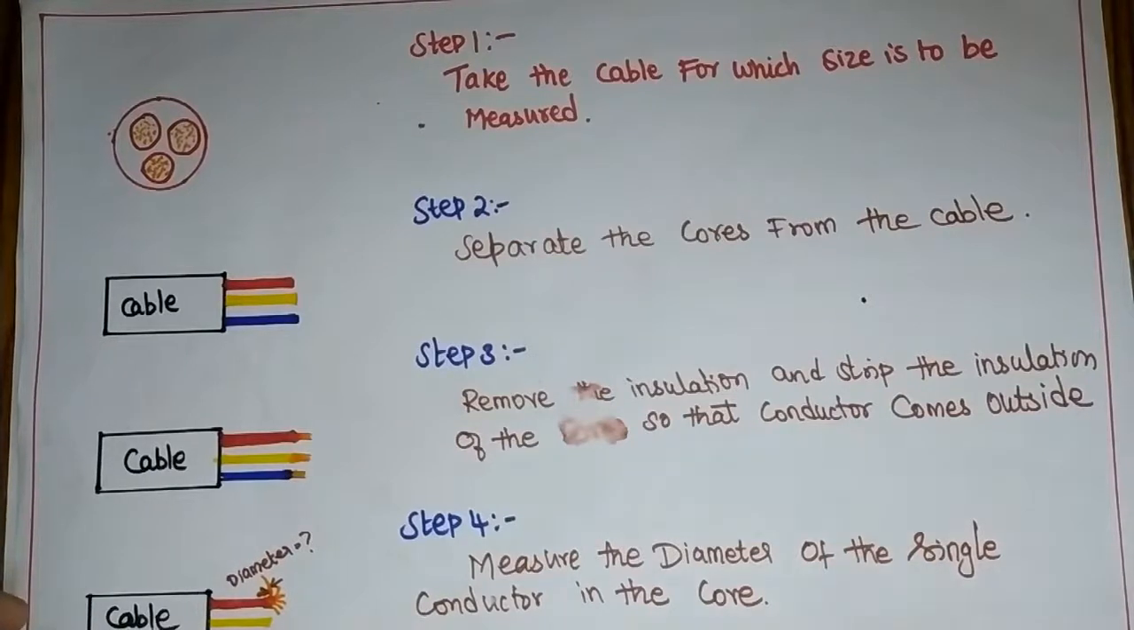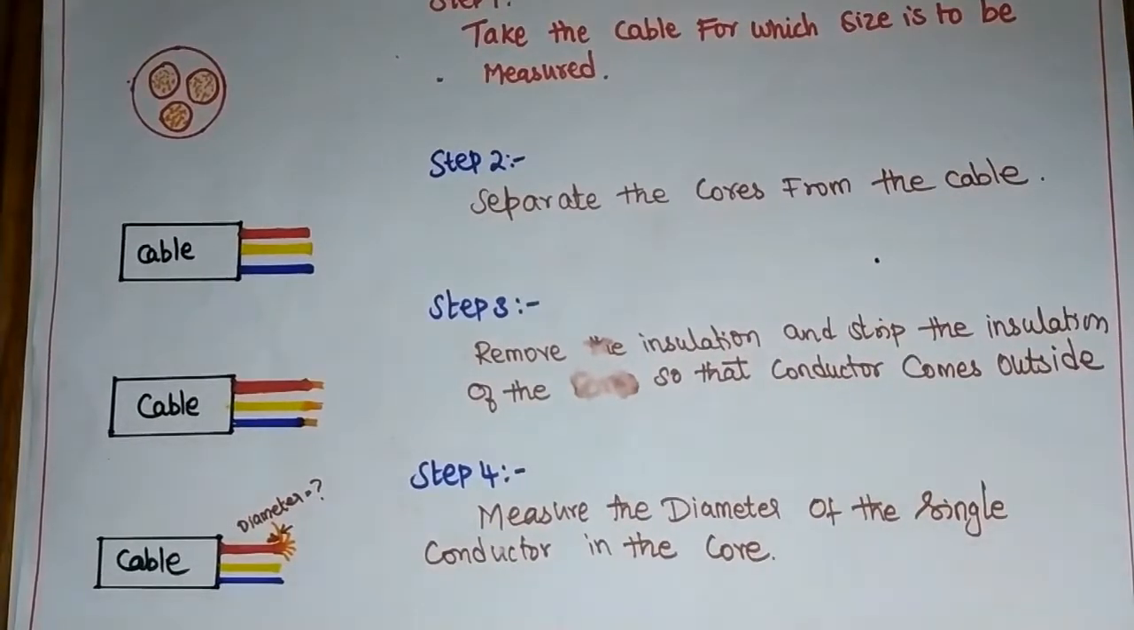Now, separate each conductor in the core and measure the thickness of any one conductor in the core. I repeat, separate the conductors in one core and measure the thickness of any one conductor in the core by checking with a vernier caliper or micrometer. And also count the number of conductors in the core. Now we have two values: the diameter of one conductor in a core and the number of conductors in a core. Let's proceed with the calculation part.